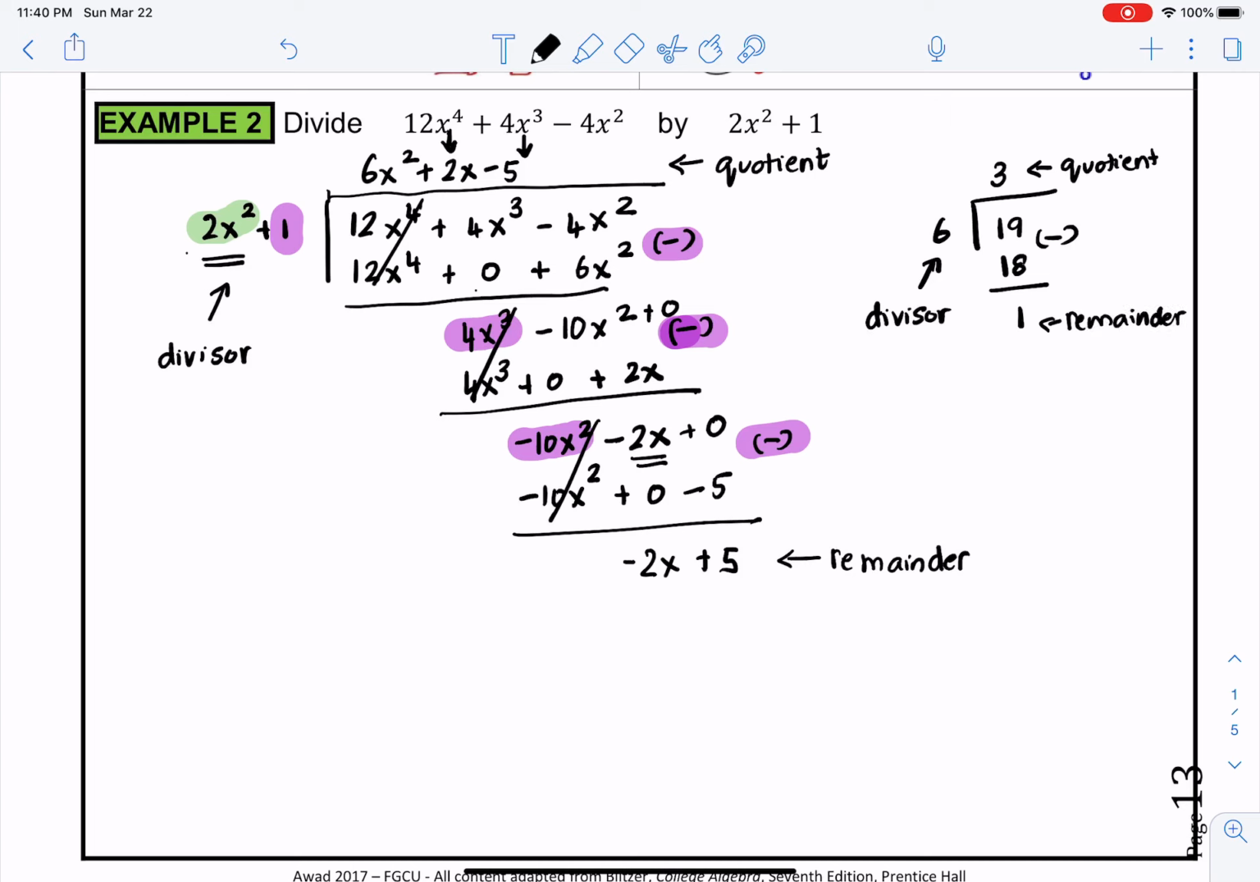So I could take the number 19, which is what we call the dividend. So 19 can simply be written as 6 times 3 plus 1. In other words, it is simply the divisor multiplied by the quotient plus the remainder.